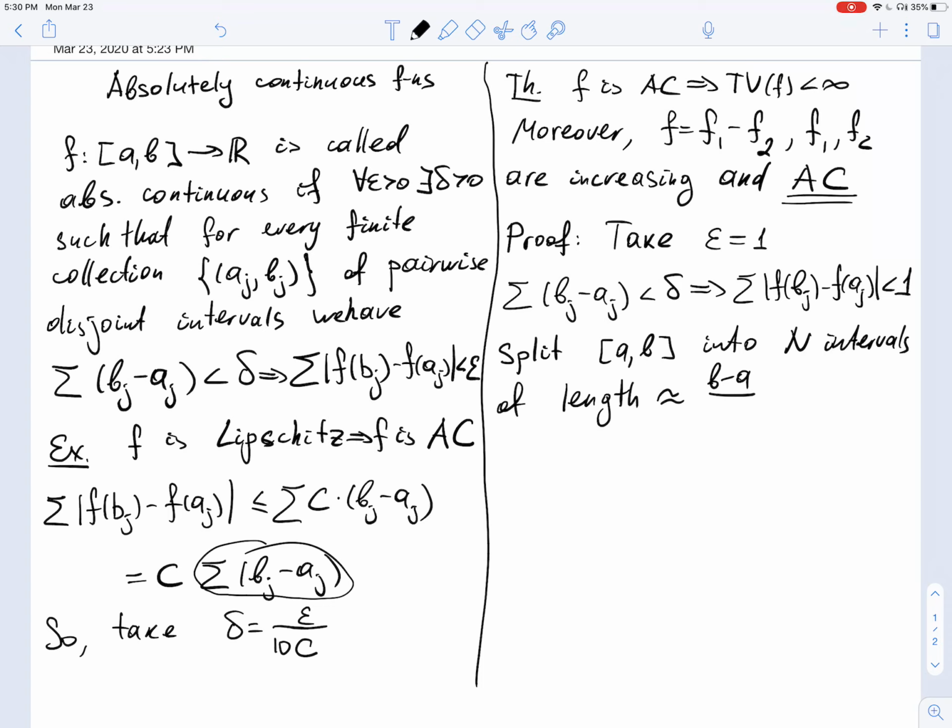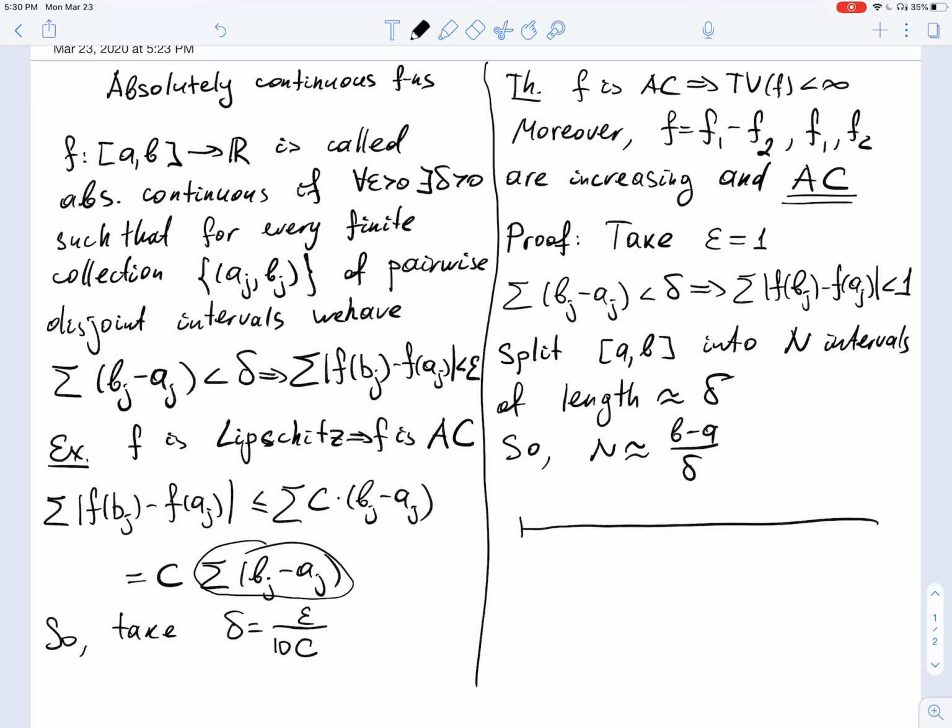Sorry, no, or yes, hang on. Okay, so n should be b minus a divided by delta, of length approximately delta. So n is approximately b minus a divided by delta. Here it is. You can fill in the details.